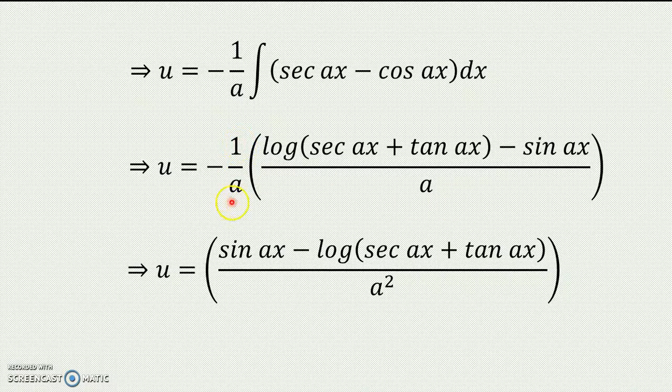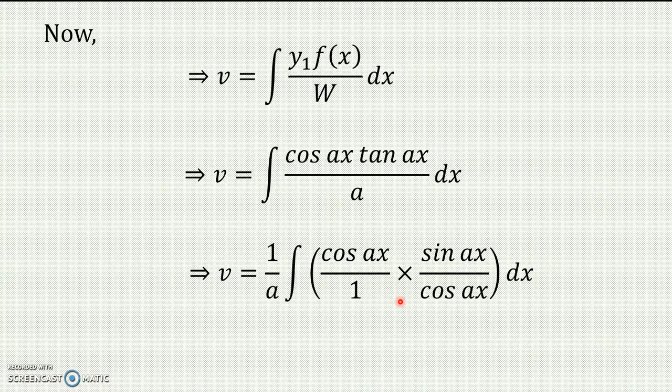So minus 1 upon a, I will multiply this minus sign inside the bracket, and the a inside the bracket as well. So obviously this minus sine of ax becomes positive and the plus log of the function becomes negative, and this is the denominator. a into a is nothing but a square. Similarly we can easily find the value of v.